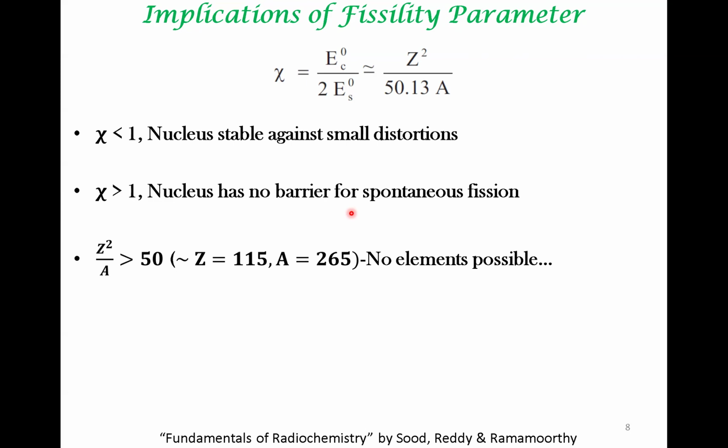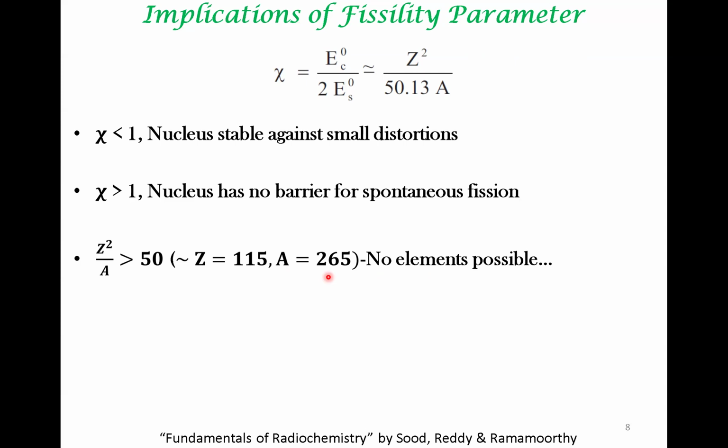This is useful because it gives you an idea of when chi is greater than 1. When this parameter is greater than 50, chi becomes greater than 1. This occurs when Z is equal to 115. That is, the atomic number is 115. The atomic mass is 265. So this is an important bound because it gives you an idea of what is the largest nucleus that can exist naturally or can be made artificially.